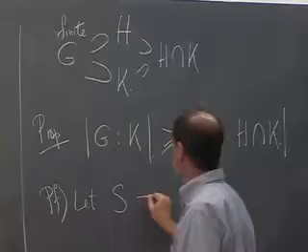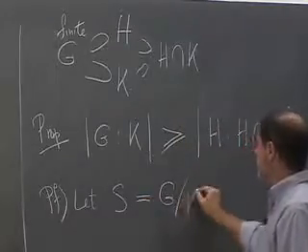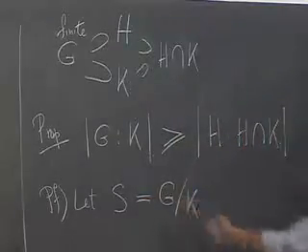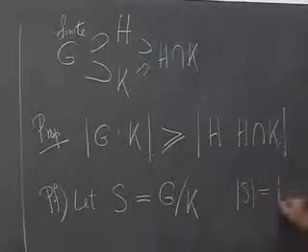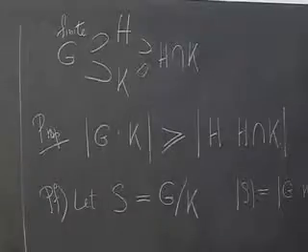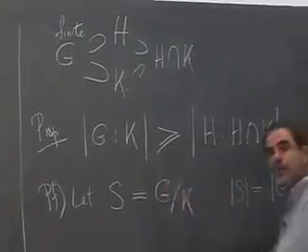Let S be G mod K, the cosets of K in G. So the order of S is the index of K in G. We know that. Now G acts transitively on S.